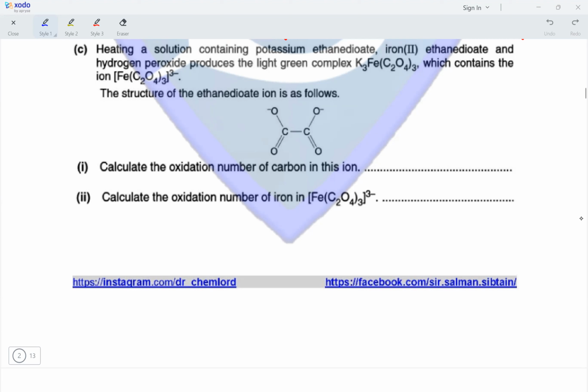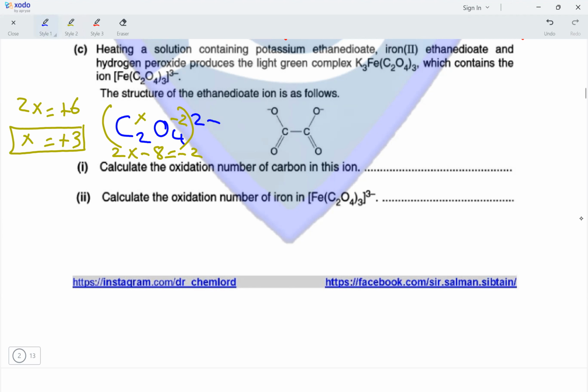So it is C2O4 2 minus. The oxidation number can be calculated by the algebraic equation 2x minus 8 equals minus 2. Then 2x equals plus 6, so x would be equal to plus 3. So the answer here is plus 3.